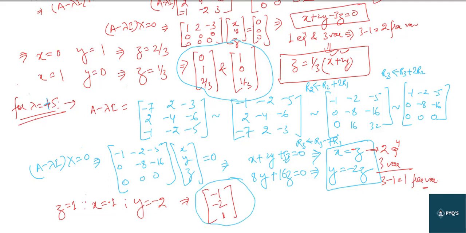So I was able to find the two eigenvectors here, and one eigenvector corresponding to eigenvalue lambda plus 5.